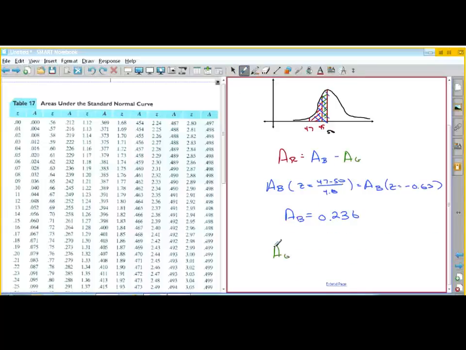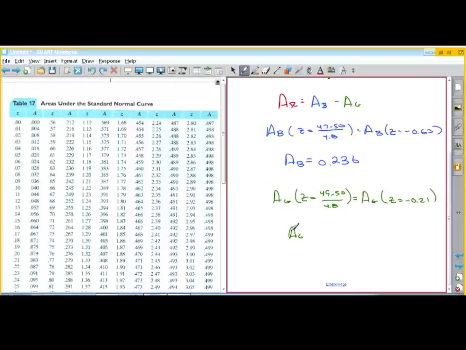Then we do the green area. It's a function of the z-score associated with the green number, which is 49. So we take 49 minus 50 divided by 4.8. The z-score is -1 divided by 4.8, which is -0.21. But we use positive 0.21. So we go over here to 0.21 and we get 0.083.